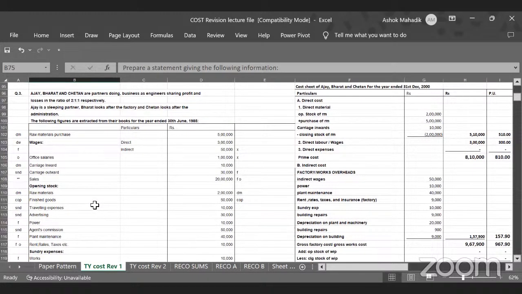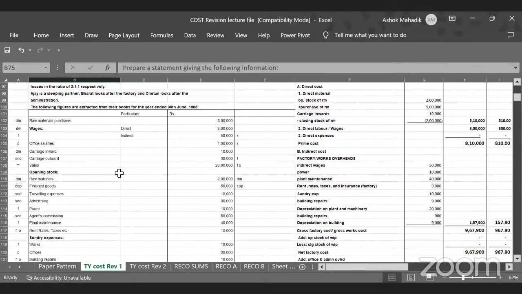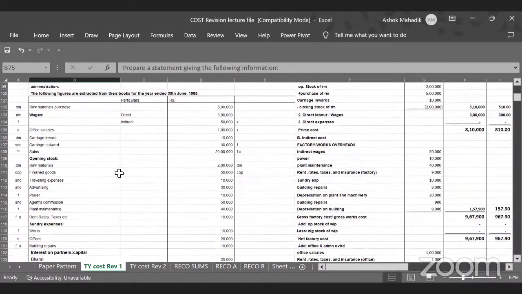Ajay, Bharat and Chetan are partners doing business as engineers, sharing profits and losses in the ratio of 2:1:1. We need not bother about PSR. Ajay is sleeping partner, so it is irrelevant for portion. This is not relevant at all. Okay. Now let us see the posting part.